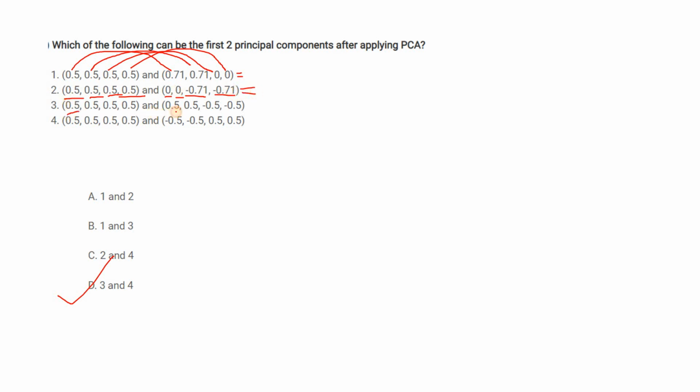See, 0.5 multiplied by 0.5, that is basically, here I can write it like this, 0.5 square. Okay, I am not simplifying. Then 0.5 multiplied by 0.5, plus 0.5 square. Okay, then 0.5 multiplied by minus 0.5. So what will this be? Minus 0.5 square. Okay, and then here 0.5 multiplied by minus 0.5, that is minus 0.5 square. What will be the result? No doubt 0, right? So these two vectors are orthogonal. So there is a possibility that this can be the first two principal components. So option 3 is correct.